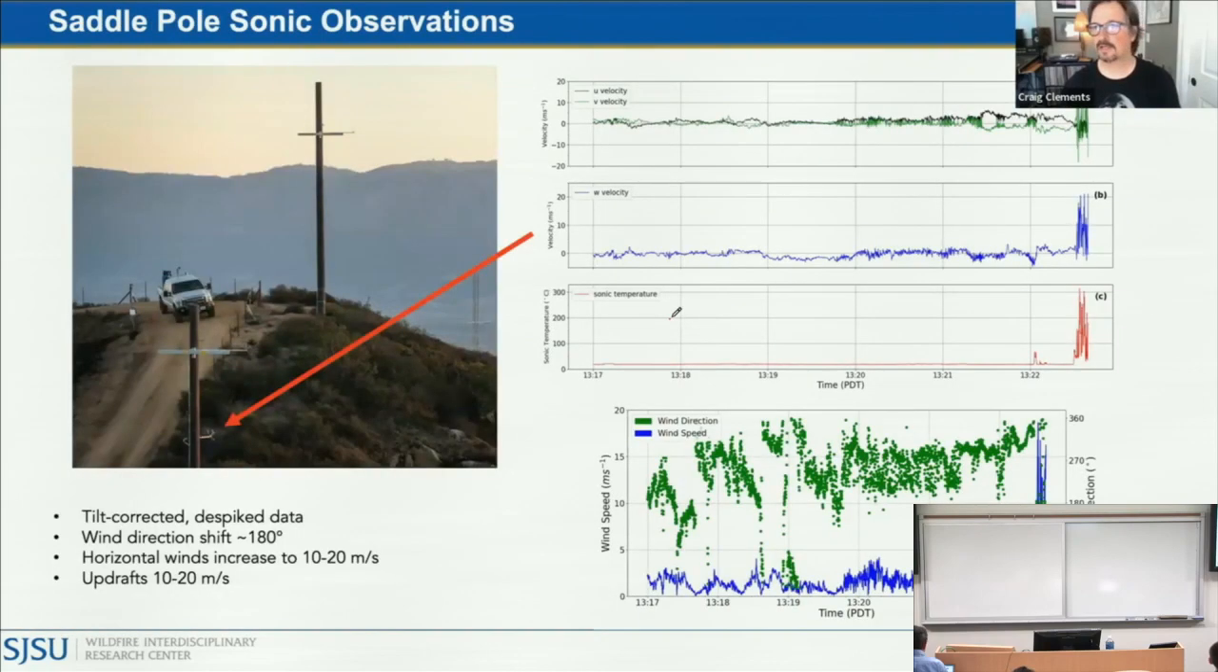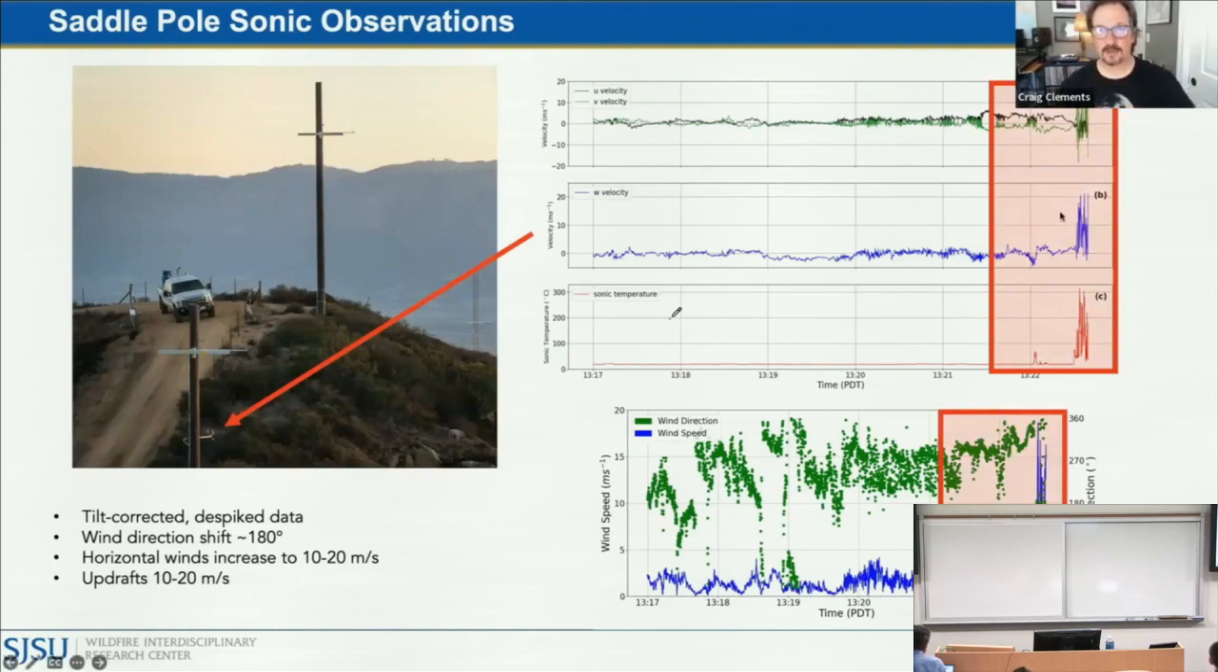Real quick, here's some data from the sonics. I just want to point out this bottom plot. So yeah, we got real strong updrafts, close to 20 meters per second as the plume was hitting those towers. Increase in winds and the shift in wind speed and direction. So about shifting from northwesterly to southerly and easterly as that wind kind of blew over the ridge top into the fire as the fire approached those towers, and that's indicated here. So real strong fire-induced winds that were measured at the top of the ridge line using these sonic anemometers.